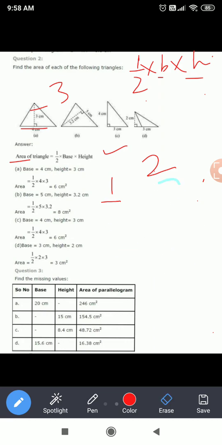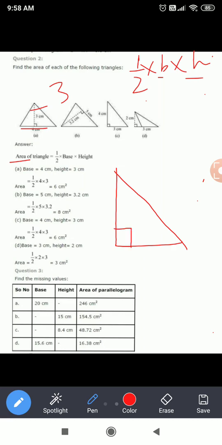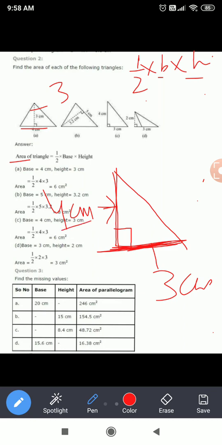So for the given triangles, let me tell you for the third triangle. In the third triangle, the 90-degree angle is here. So this will be the height and this will be the base, because height is on this line. This is 3 centimeter. This is 4 centimeter. So half into base 3 into height 4.